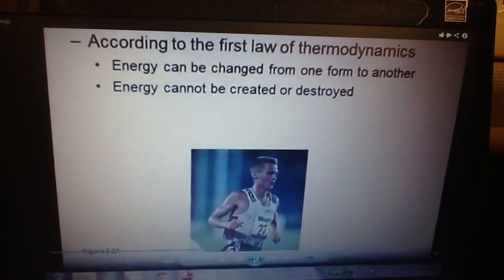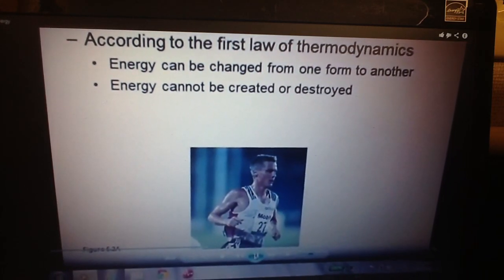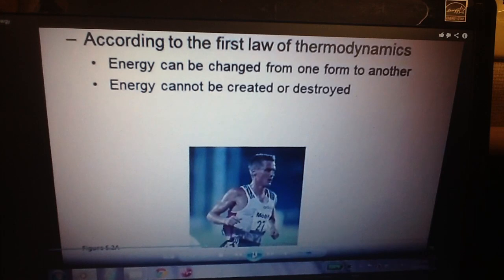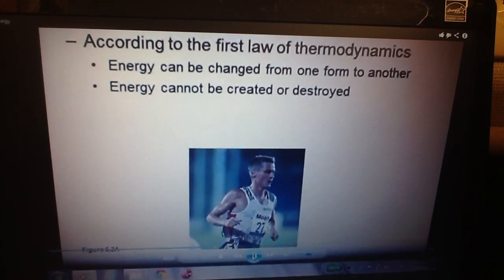The first law of thermodynamics says that energy cannot be created or destroyed. So the amount of energy in the biosphere, in the universe, is a constant amount. What form it's in, whether it's potential or kinetic, changes on the millisecond. However, potential or kinetic energy, it's always going to be there. It's just how much of either type.